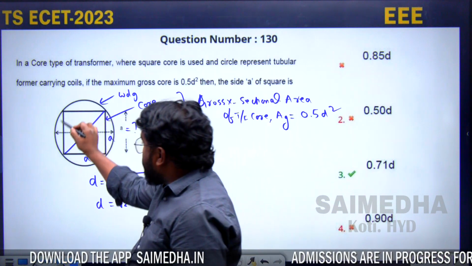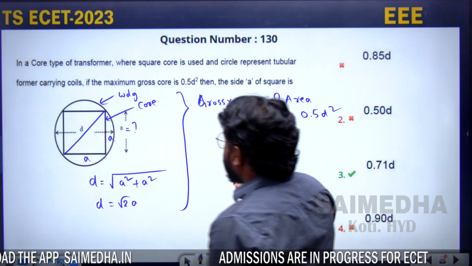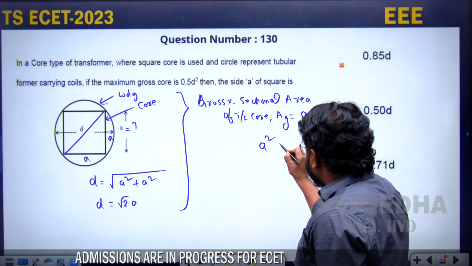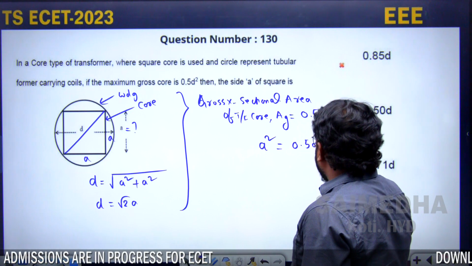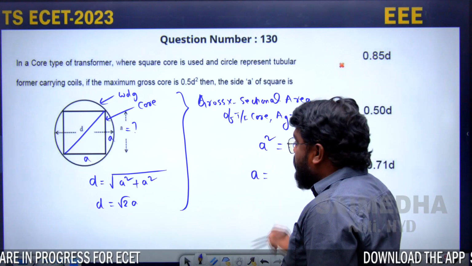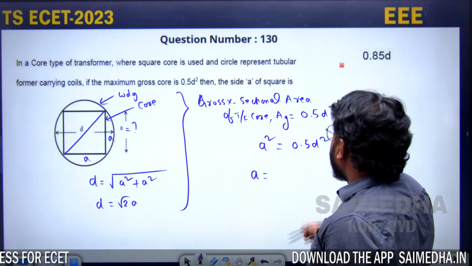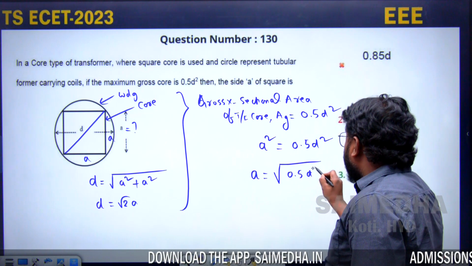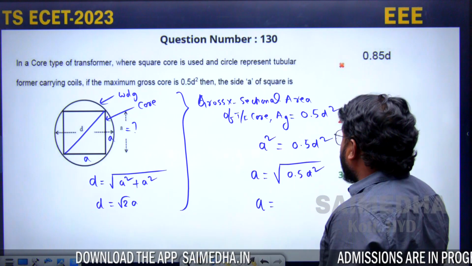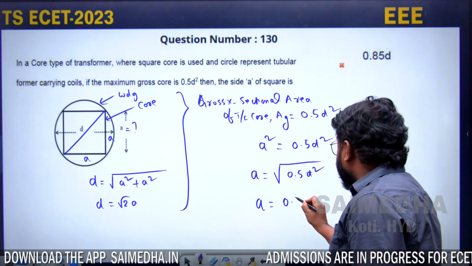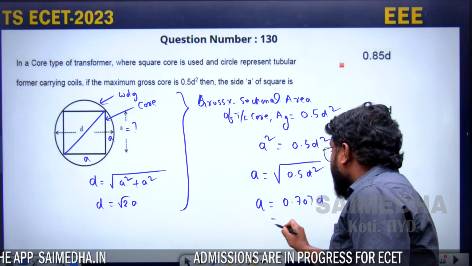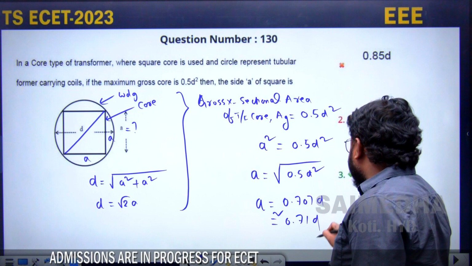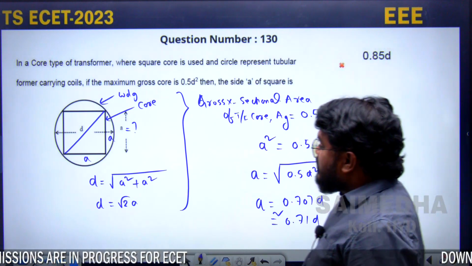Now how do we find out the square, the area here? So now we know the size. Suppose A square is the area of the square, that is 0.5 D square. Now we require the A value, where A is equal to under root of 0.5 times D square. So therefore A is equal to 0.707 times of D, nearly equal to 0.71 times of D. So option 3 here. So this area is required.